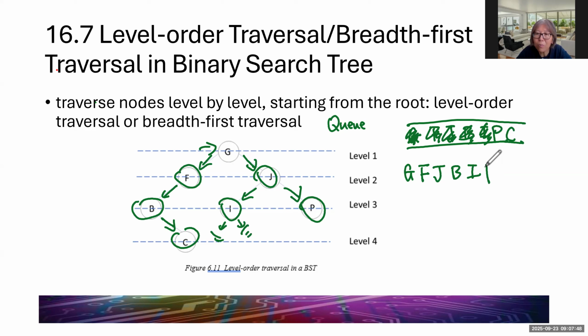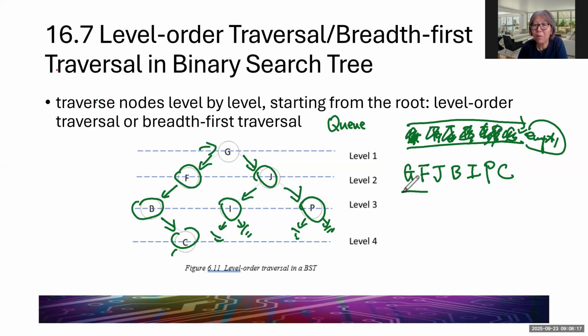And then we come to P. Node P is out, and node P doesn't have any child node, so no new item is added to the queue. And then we come to C. Node C is out, and node C is a leaf node, so it's empty, no new item is added to the queue. Now the queue is empty, so the traversal is terminated.